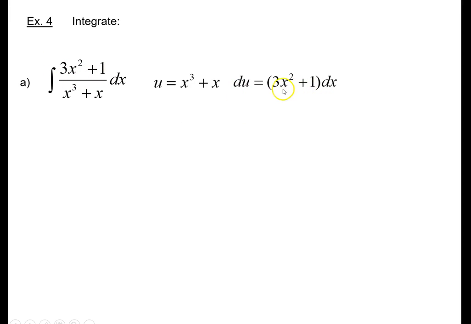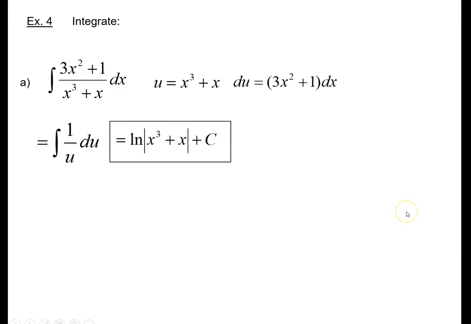So du dx is 3x squared plus 1, multiply the dx to the other side, and there's our substitution. So we have 1 over u, and then the 3x squared plus 1 dx is replaced with du. So we just have the natural log of x cubed plus x plus c. We should have the absolute value in there because technically we can't take the log of a negative number. If you forget that and you just write parentheses, that's fine.